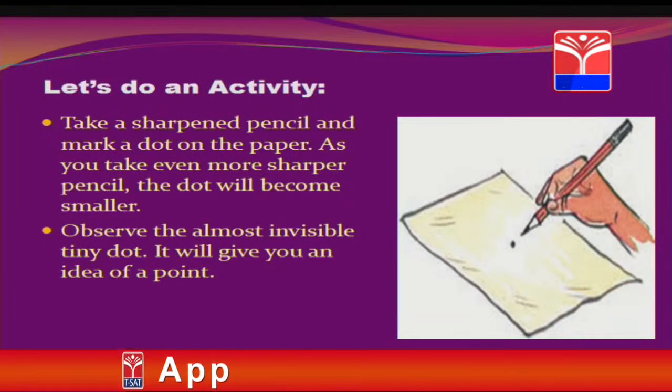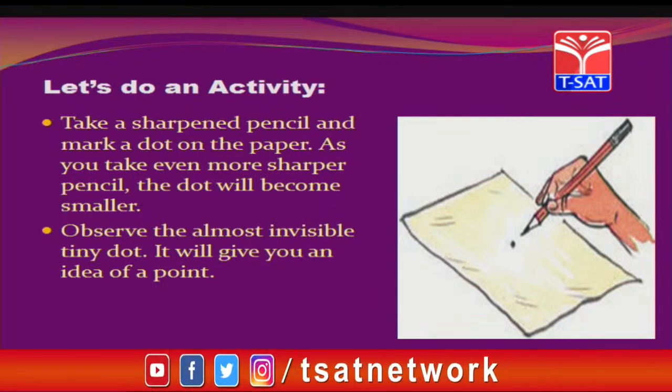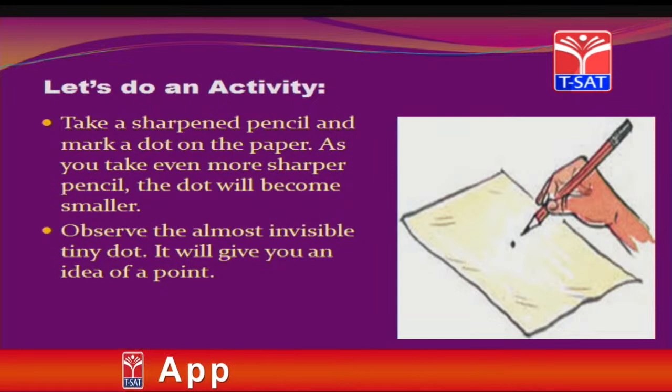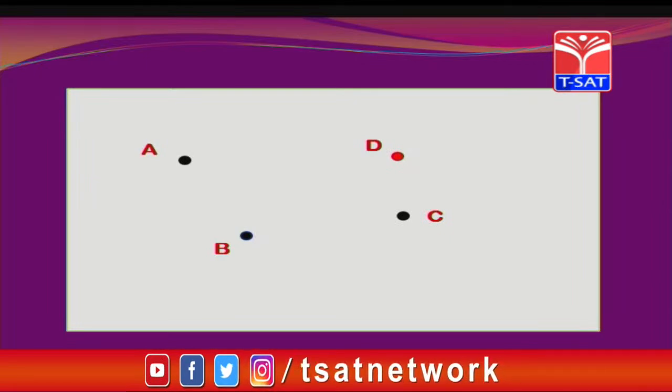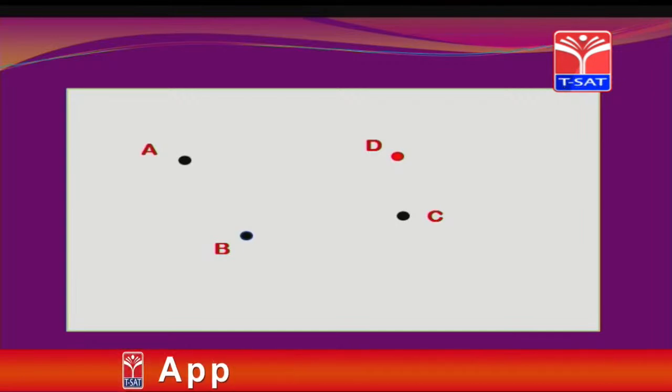Take a sheet of paper and take a sharpened pencil or a pen and keep a dot on the paper. Is it visible? It seems to be very small. Observe the almost invisible tiny dot, it will give you an idea of a point. If you zoom it, it will be like that. If I keep A, B, C, D, I have named the points like that. That is the correct naming of the points, understand.